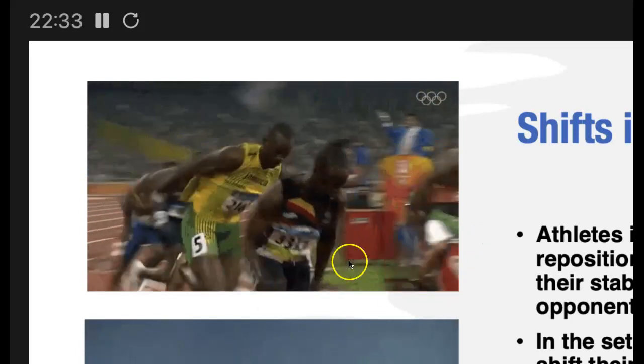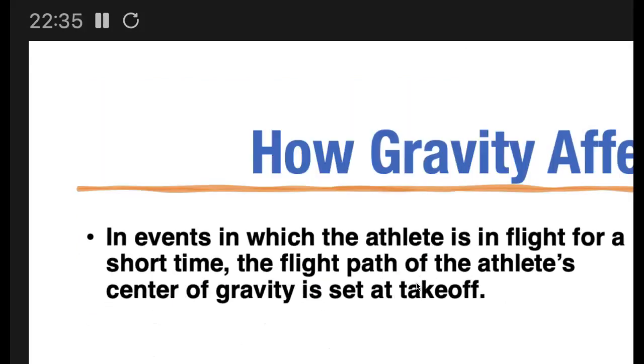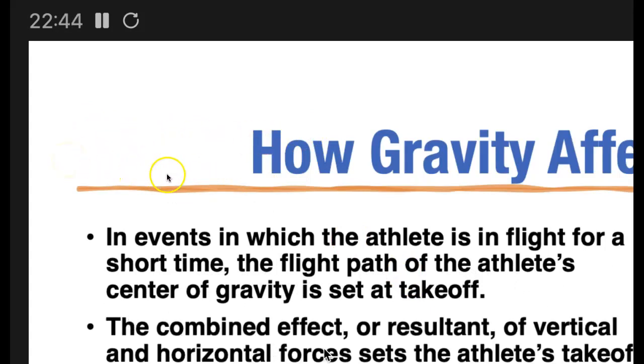And then other track and field events, we kind of talked about that too. So in some events, the athlete is airborne for a short time, and that path is set at the takeoff. When you combine the vertical and horizontal forces at takeoff, that gives them their trajectory. The Earth's gravity is going to pull them back down, so their jump is going to be some sort of parabolic shape in some way, shape, or form.